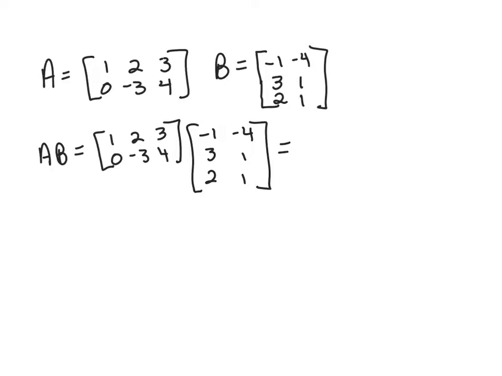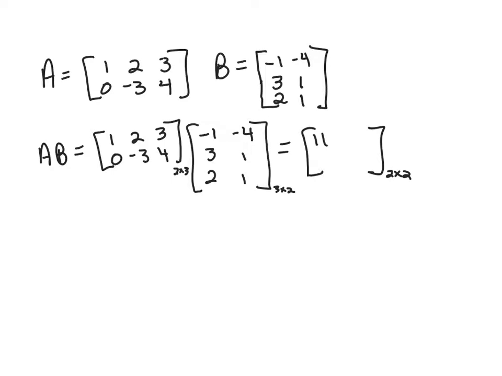So because this was 2 rows by 3 columns, and this is 3 rows by 2 columns, my answer is going to be a 2 by 2. The inner numbers have to match to be able to multiply, and your answer is the size of the outer numbers. Okay, so now let's find this answer. I'm going to multiply across and down and add the answers. So I get -1 plus 6 is 5 plus 6 is 11. Ooh, big number.